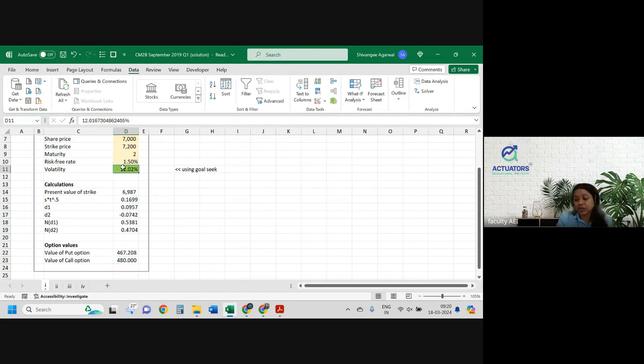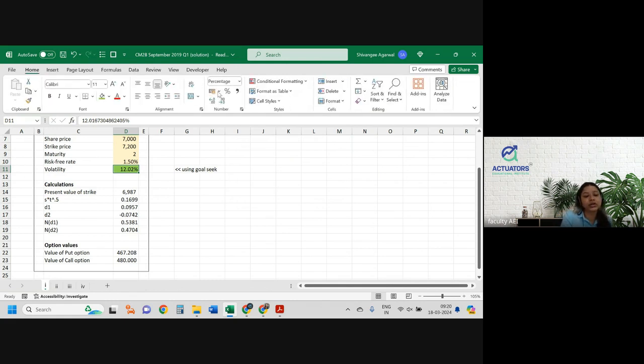Now they have mentioned that it needs to be to nearest 1%. So when they say to nearest 1%, you have to actually reduce the decimal places over here, and keep it at 12. So the answer is this entirely, but since they have mentioned to nearest 1%, this is how we will keep the answer.